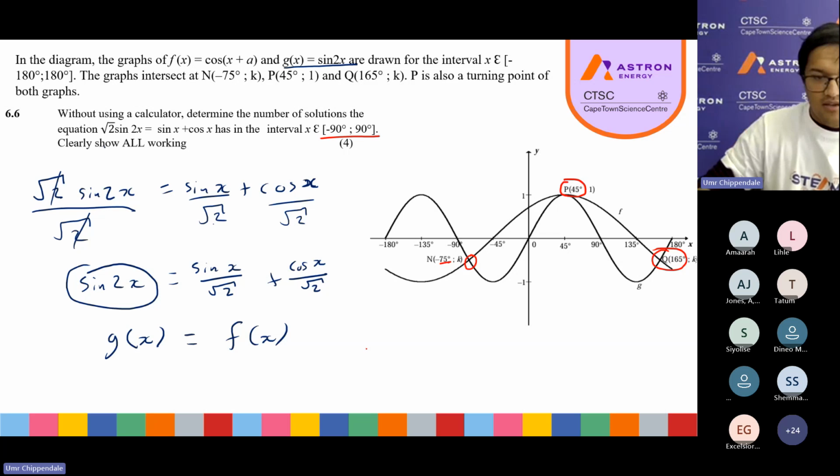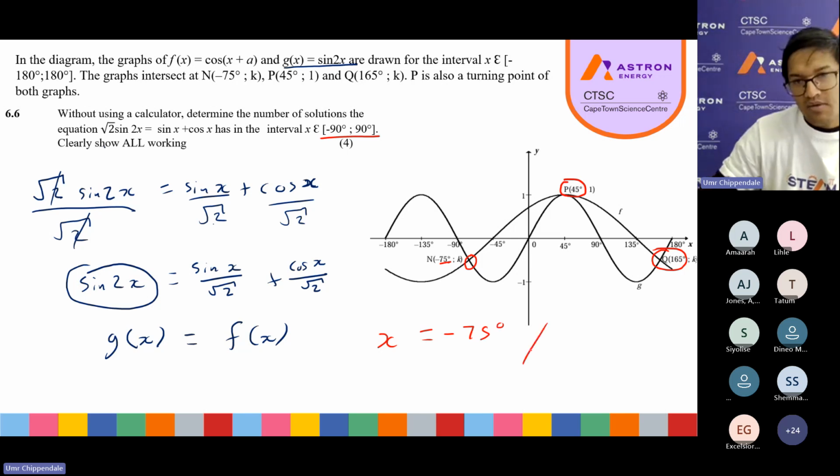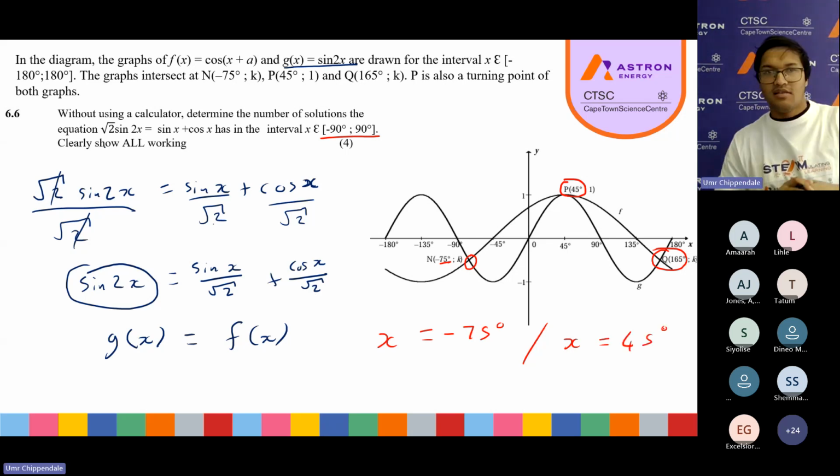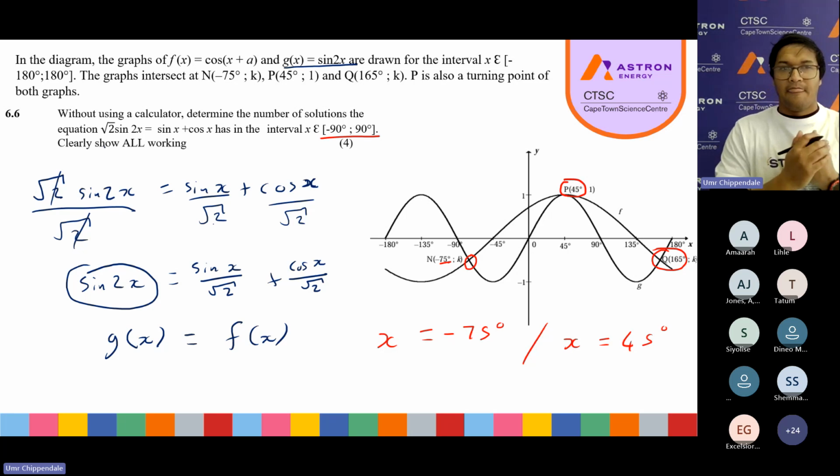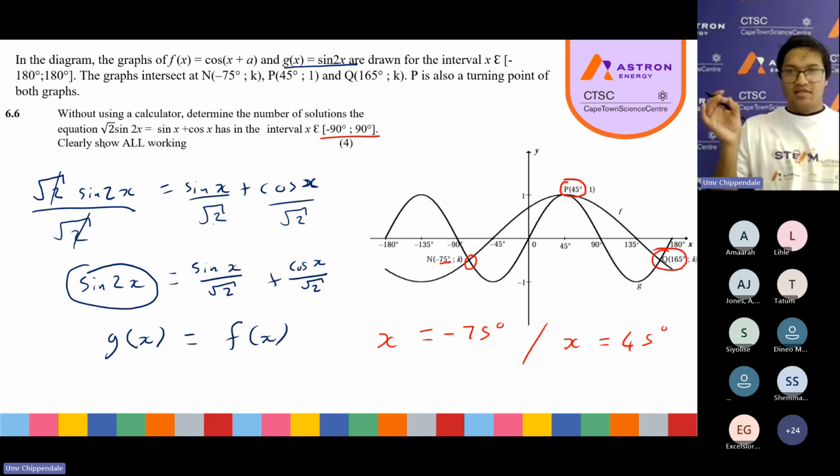So therefore we say the values they're looking for are when x is equal to negative 75 degrees or when x is equal to 45 degrees. And that's where we have that answer, right? So that's where we get your 4 marks. So we basically have to see where they intersect, and then we follow the intervals that they requested from us.